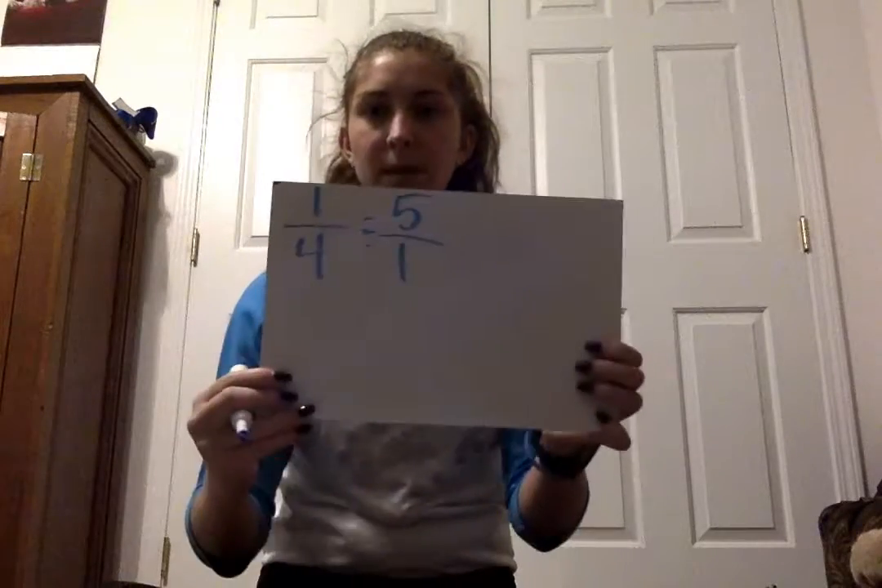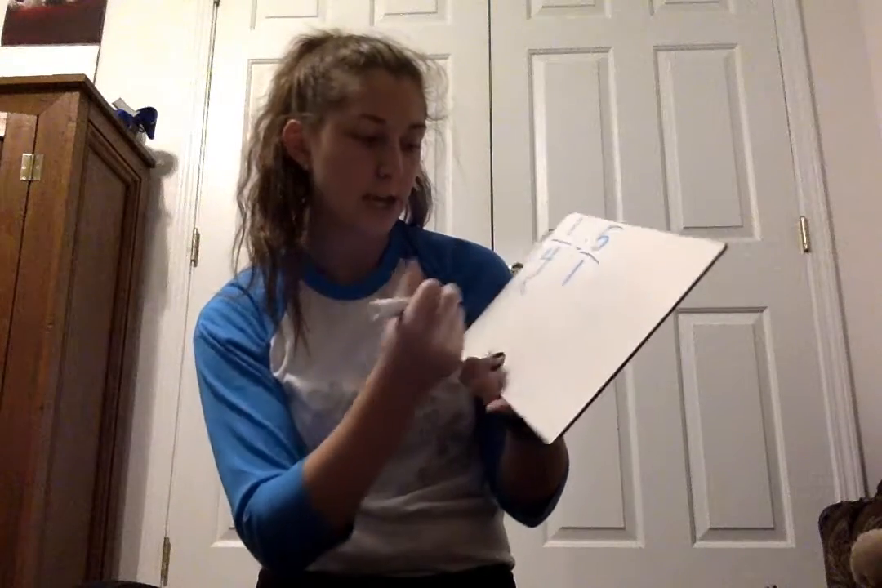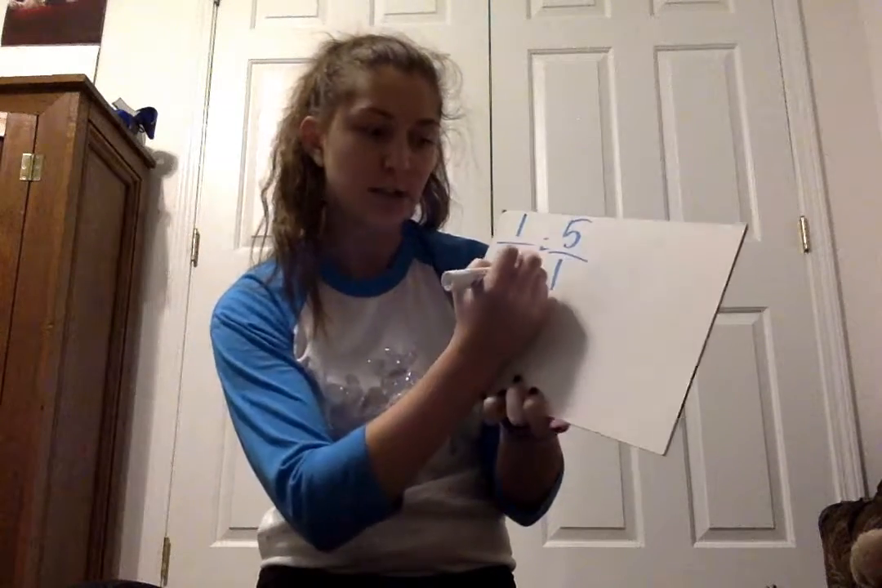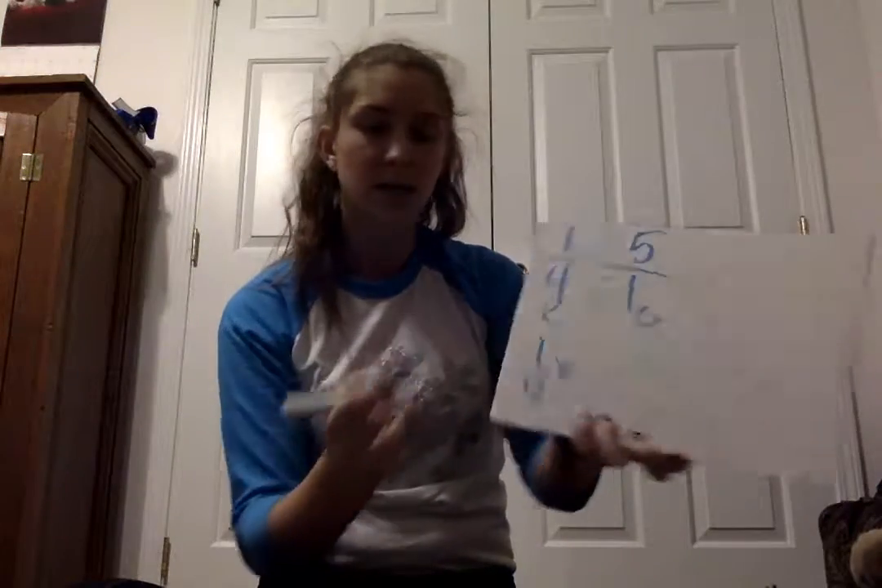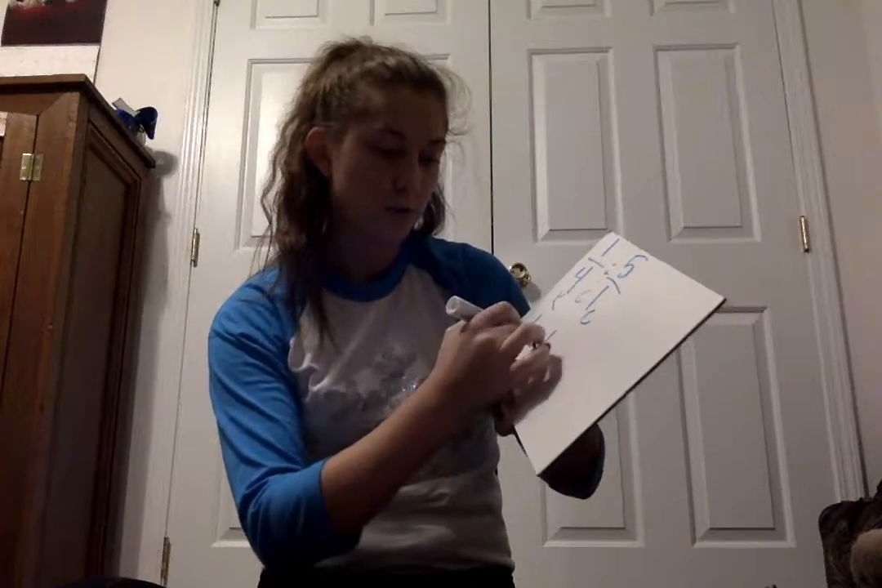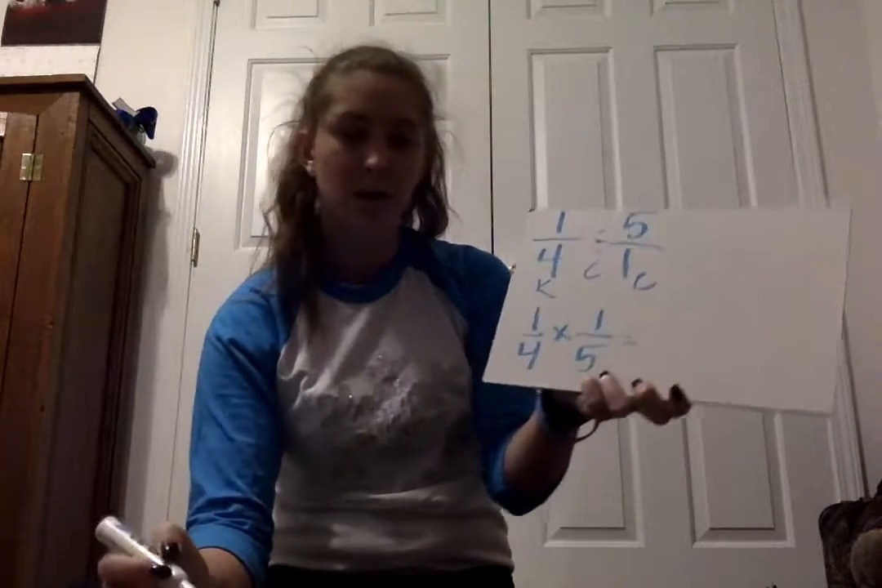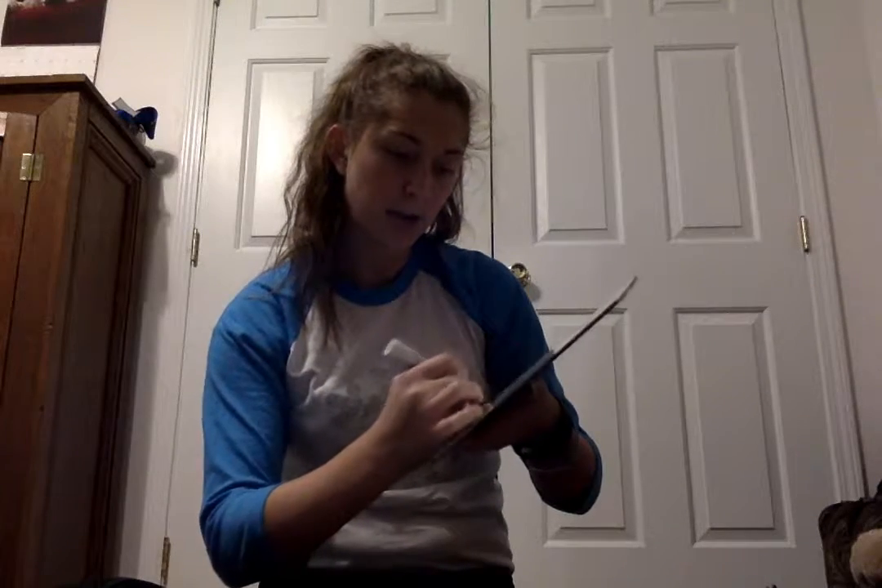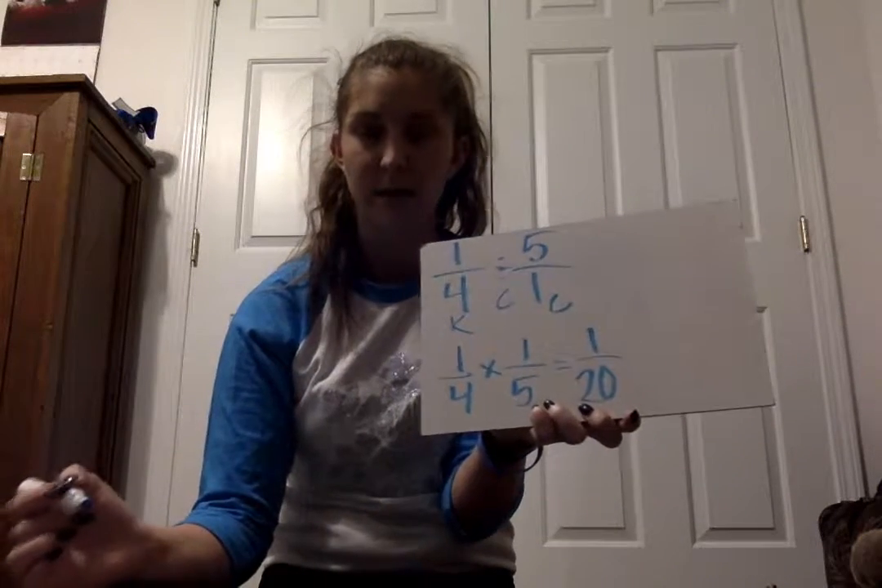If I have 1/4 divided by 5/1, I'm going to keep this first fraction the same. My division sign is going to change to a multiplication sign, and then 5/1 is also going to change to 1/5. Now again, I'm going to multiply straight across. I have 1/20 as my answer.